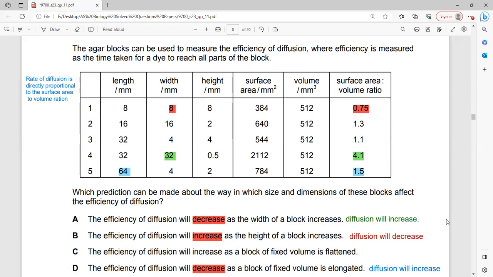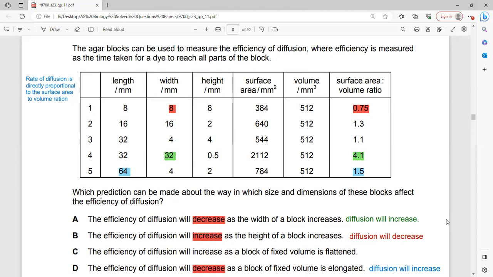While in B, they're saying the efficiency of diffusion will increase as the height of the block increases. When we look at the height, the highest height is 8 millimeter, and this is present in 1. But if you're increasing the height, you see that the surface area to volume ratio is decreasing. When there is a low surface area to volume ratio, the rate of diffusion should decrease instead of increasing. So that's the wrong option here.